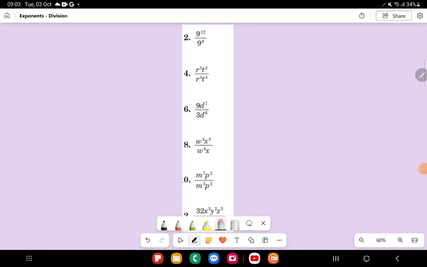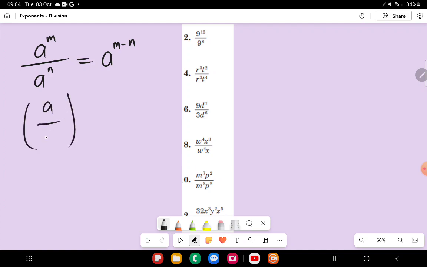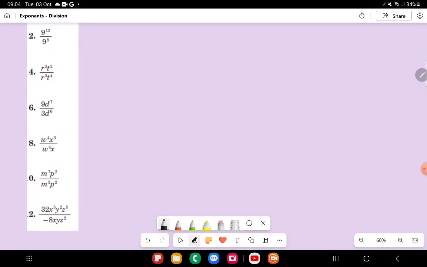In this video, we are still looking at exponents, specifically what we do when we're doing division with exponents. Our rule for division says that if I have a fraction with exponents and the same base, I am going to subtract the exponents: a^m over a^n equals a^(m minus n). If I have a fraction with different bases and an exponent outside, the exponent applies to both. So let's get started.